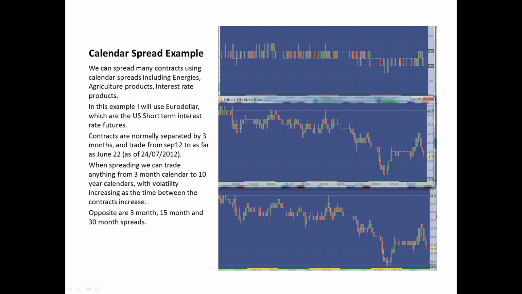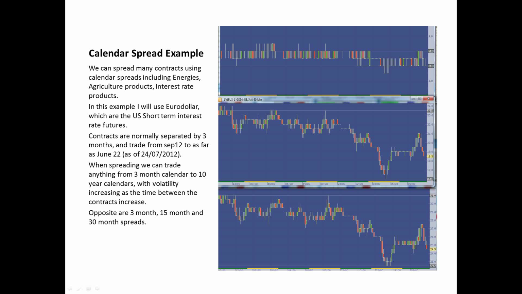In this example you can see we have three charts, and I'm going to be looking at the Eurodollar, which is probably the most actively traded future, and is a representation of the US short-term interest rate future. Contracts are normally separated by 3 months, so as of now we have September 12, Dec 12, March 13, June 13, and we trade all the way to June 22. So there's a good 10 years' worth of calendars that we can trade, and when spreading these we can trade anything from a 3-month calendar to a 10-year calendar.